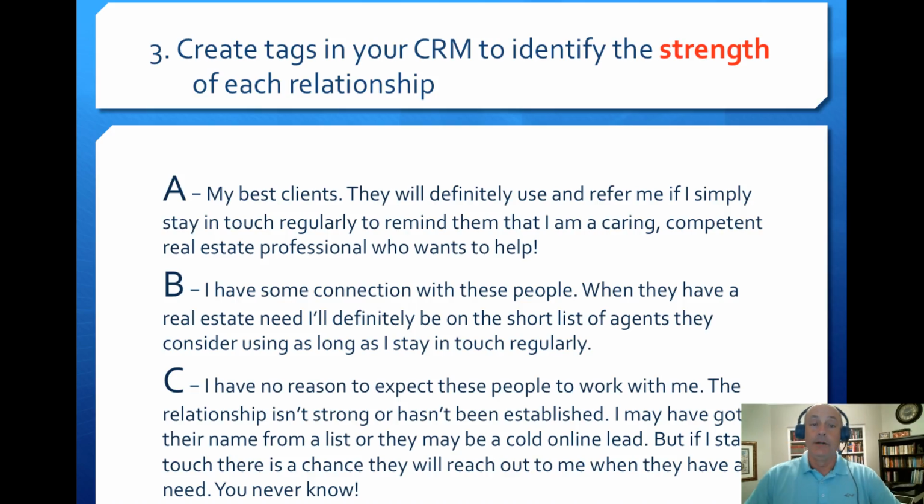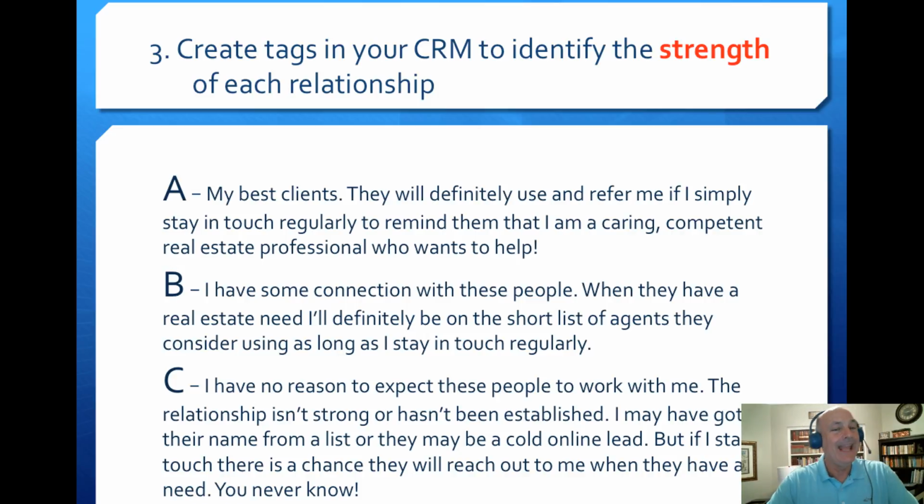Number 3, we are still creating tags, but now we are going to create strength tags in our CRM. And I'm just going to suggest, let's keep it simple: A, B, and C. An A strength would be my best clients. They will definitely use and refer me if I simply stay in touch regularly to remind them that I'm a caring, competent real estate professional who wants to help. So this business is mine. I've got a lock on it if I'll only stay in touch. And I'll send that consistent message that I'm a caring, competent real estate professional with a willingness and ability to help them. As long as I do that, I got it.